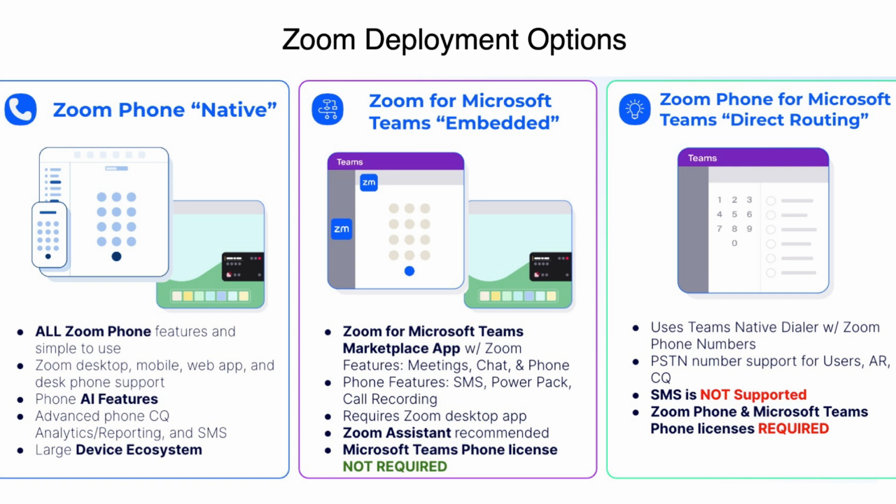The third option is Zoom Phone for Microsoft Teams Direct Routing. This allows users to send and receive calls with the Teams native dialer. It doesn't support SMS, and customers are actually required to purchase both Microsoft Teams phone licenses along with a Zoom Phone license. So let's look into a demonstration of each of the 3 options now.